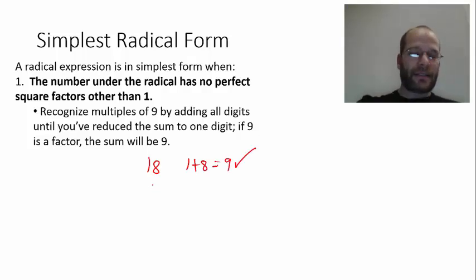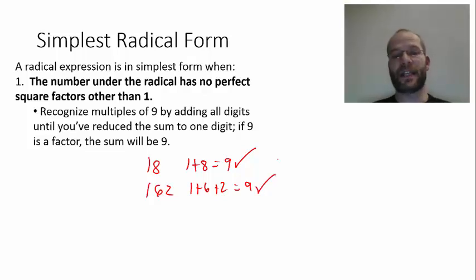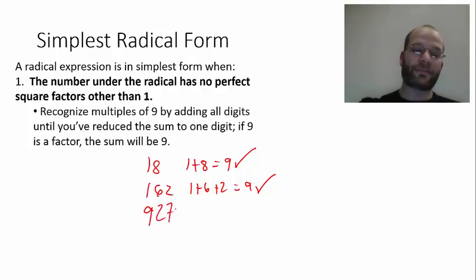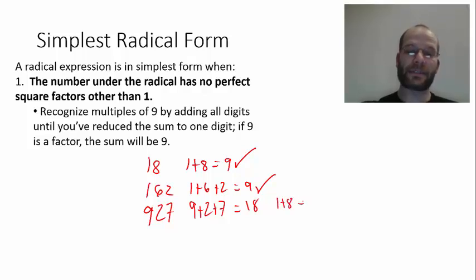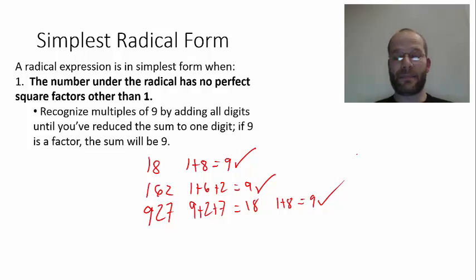Look at a number like 162. We ask the question, is 162 a multiple of 9? Well, we add the 1 plus the 6 plus the 2, and we get 9. Therefore, 162 is a multiple of 9. And it doesn't matter how large the number is. Suppose we had a number like 927. 9 plus 2 plus 7 is equal to 18. And then we add 1 and 8, and that equals 9. That means 927 is a multiple of 9. So that's one very easy way to see if the number you're looking at is a multiple of 9.